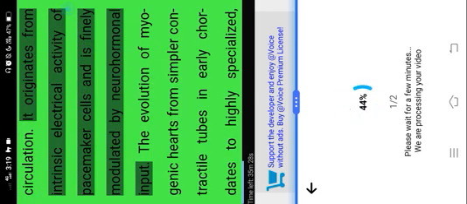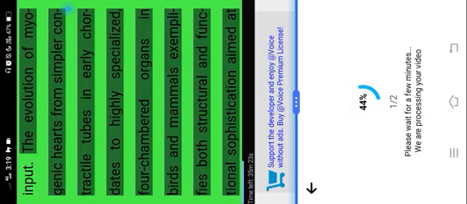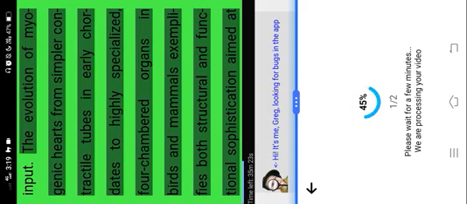To summarize, the myogenic heart is a hallmark of vertebrate cardiovascular physiology, allowing autonomous, rhythmic, and efficient blood circulation. It originates from intrinsic electrical activity of pacemaker cells and is finely modulated by neurohormonal input. The evolution of myogenic hearts from simple contractile tubes in early chordates to highly specialized, four-chambered organs in birds and mammals exemplifies both structural and functional sophistication aimed at supporting complex metabolic demands.